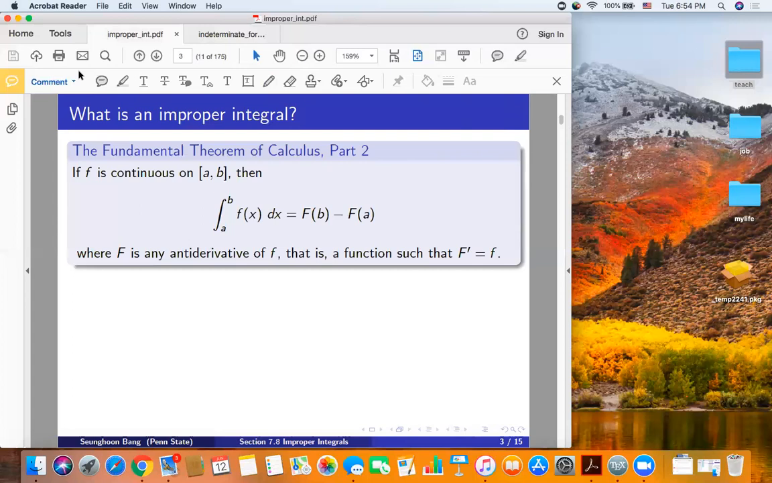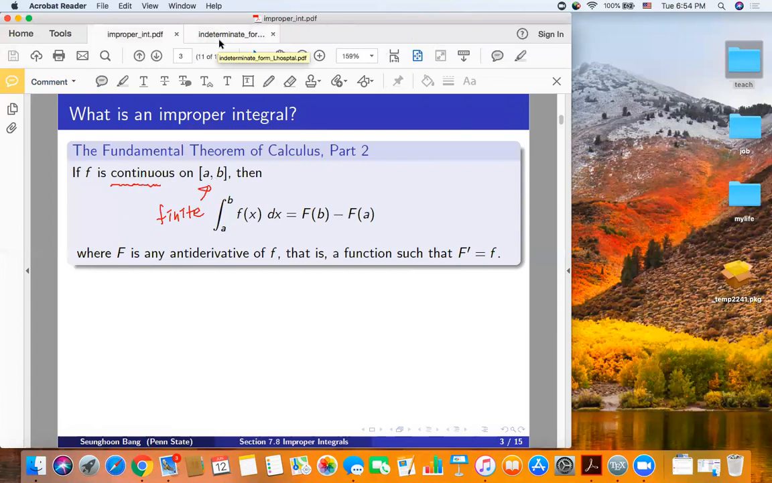So when do you use the fundamental theorem of calculus? The important thing is here. What is the important assumption? The function is continuous and the interval is finite. So we have these two conditions. Otherwise we have an improper integral. So let me see, was it a proper integral or an improper integral?